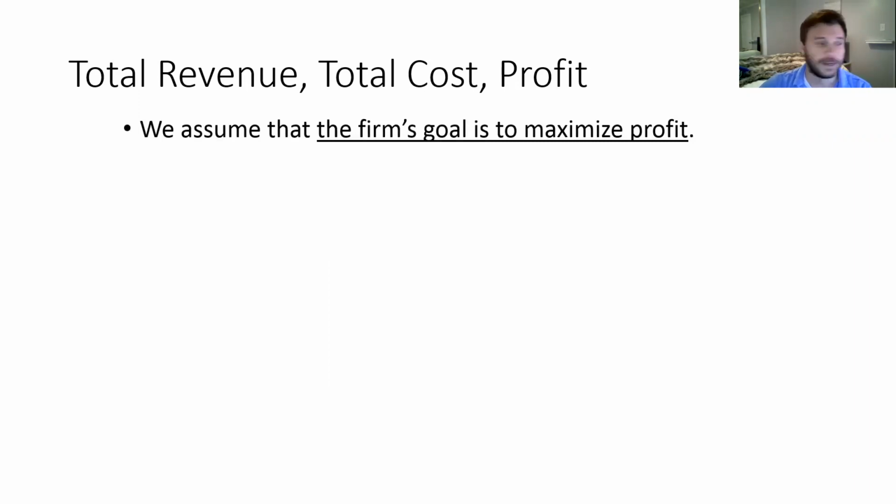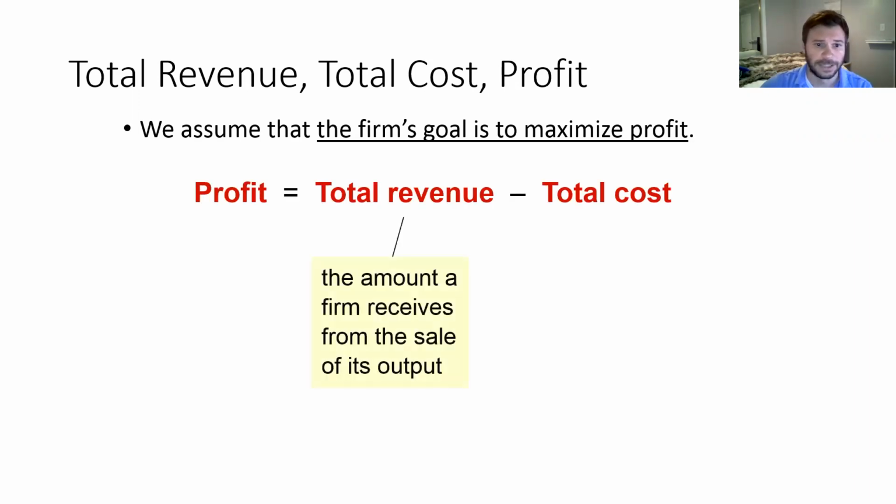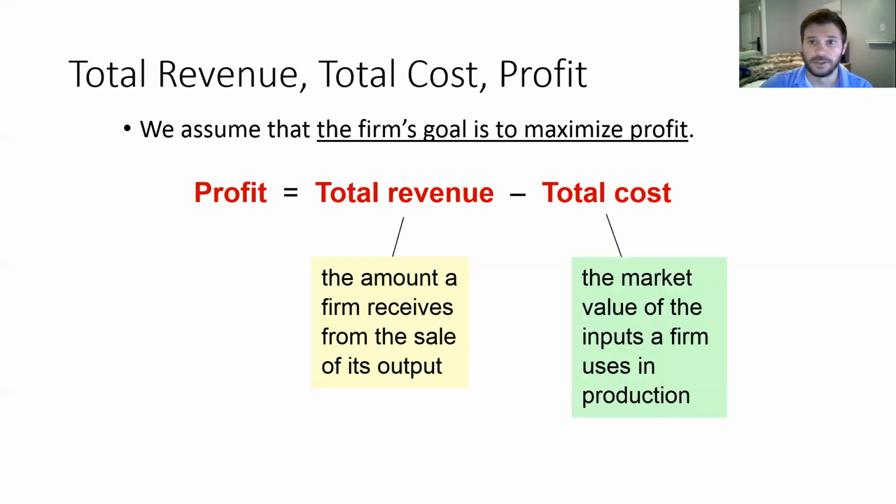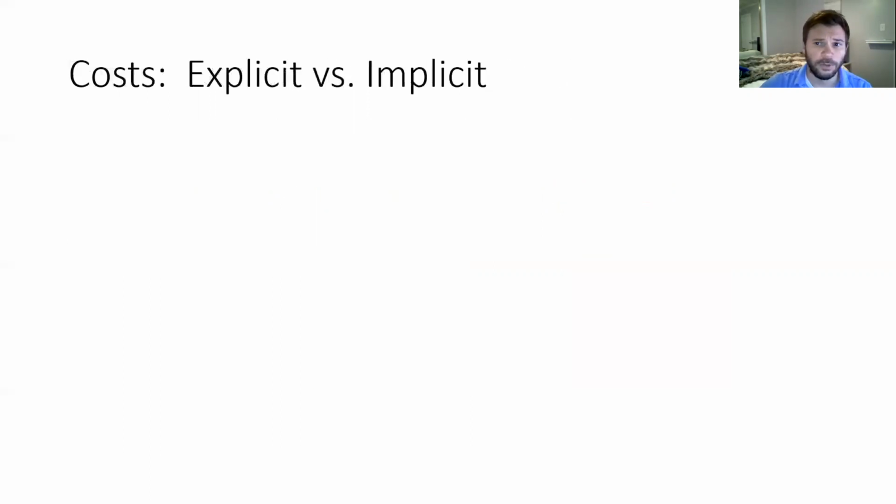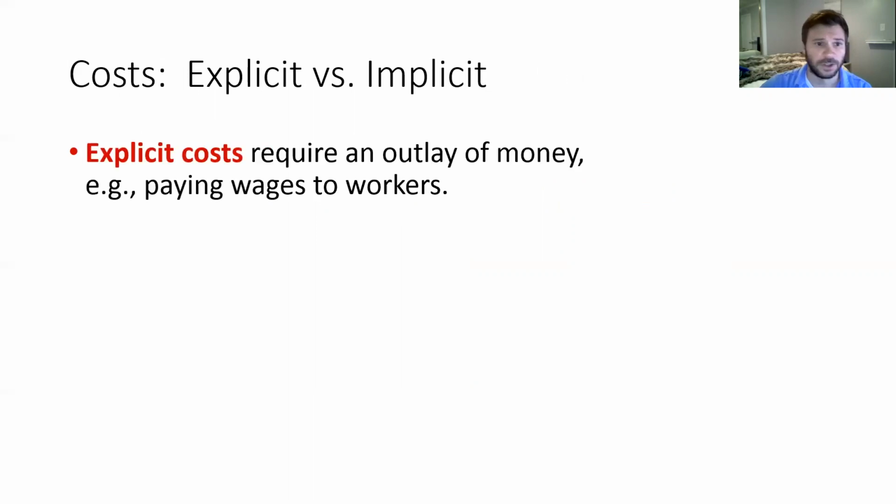The firm is a financial optimizer in that they're trying to maximize the difference between the total revenues they collect from the sale of the product minus the total cost associated with furnishing that product to market, which typically includes the value of all the inputs that a firm uses in the productive process. Now, we know from an earlier discussion that costs can be somewhat abstract. We can have explicit costs, which are not abstract, that require an outlay of cash. There's actual money being spent.